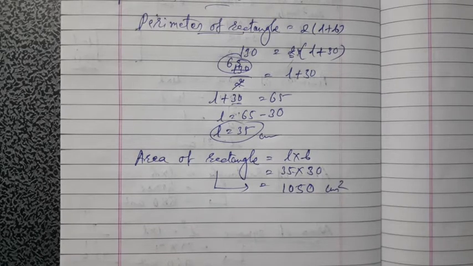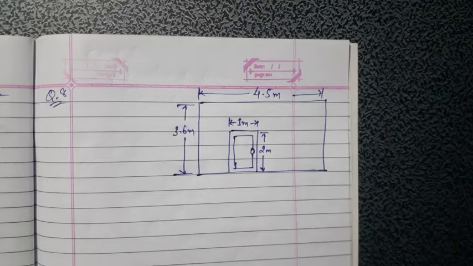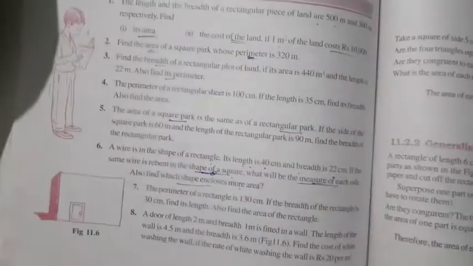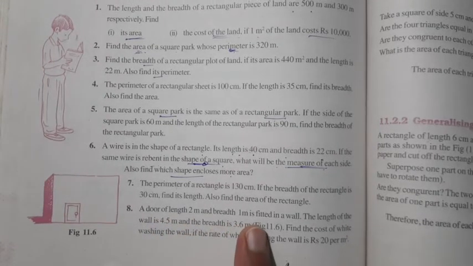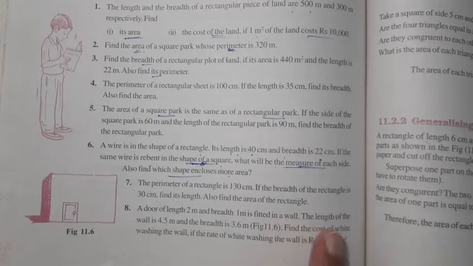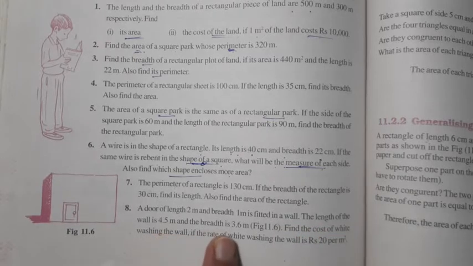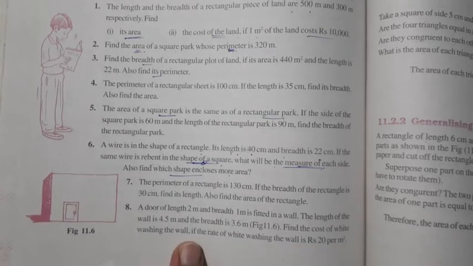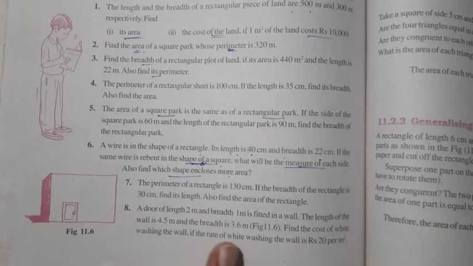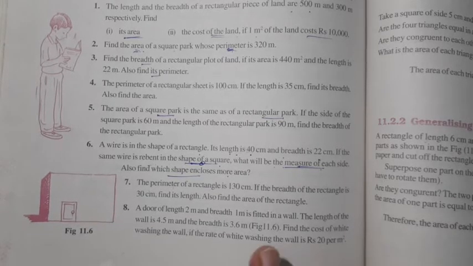Then question number 8. What's the question? A door of length 2 meter and breadth 1 meter is fitted in a wall. The length of the wall is 4.5 meter and breadth is 3.6 meter, as in the figure. Find the cost of whitewashing the wall. Means they want to whitewash that wall, and the rate of whitewashing is rupees 50 per meter square. Then find out the cost of that.